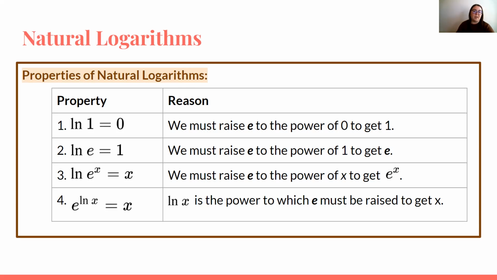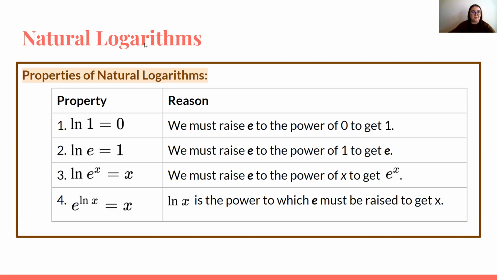Then number 4, we have e to the power of the natural log of x is also equal to x. The natural log of x is the power to which e must be raised in order to get x. It is equal to y, which is why we say that e to the power of y is equal to x. Natural log of x is y.